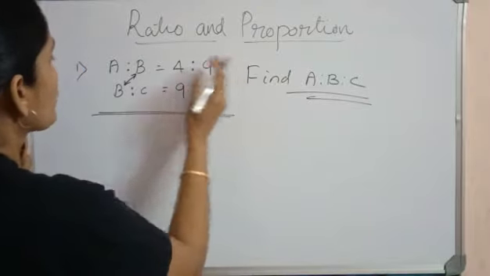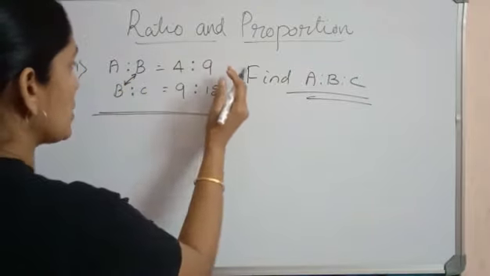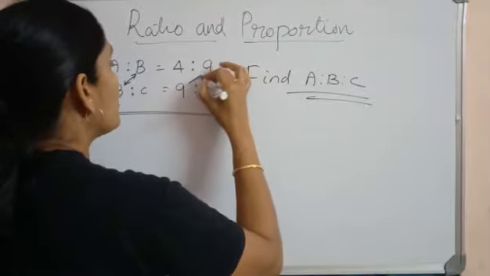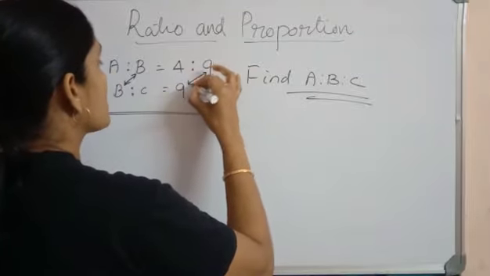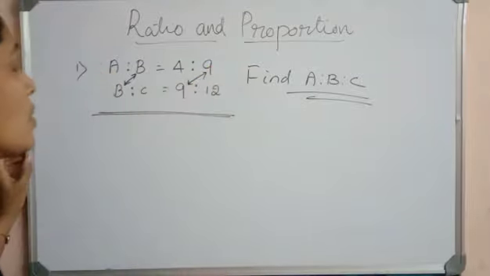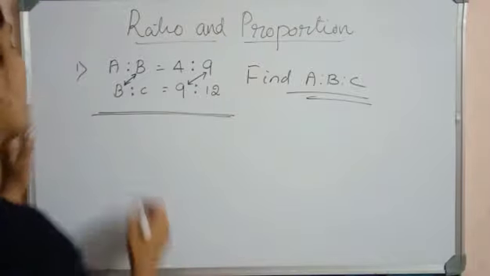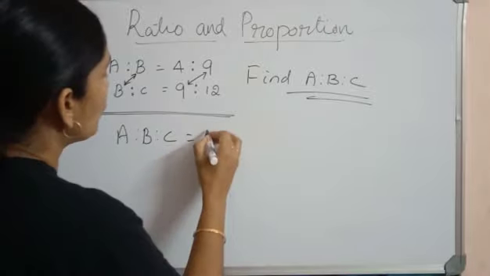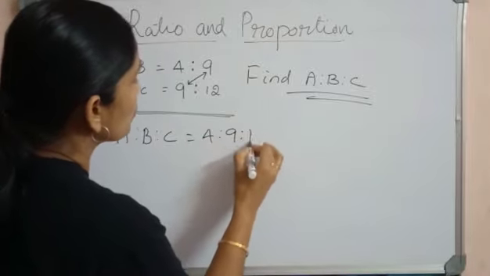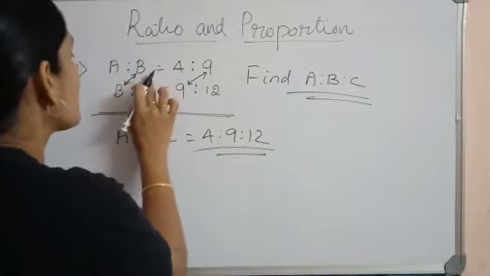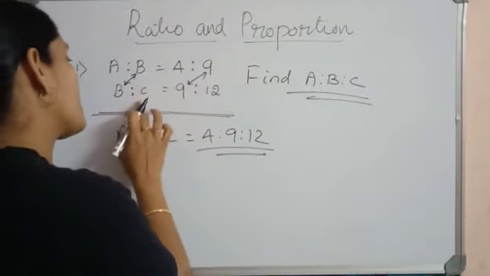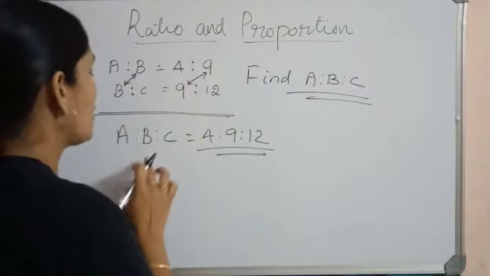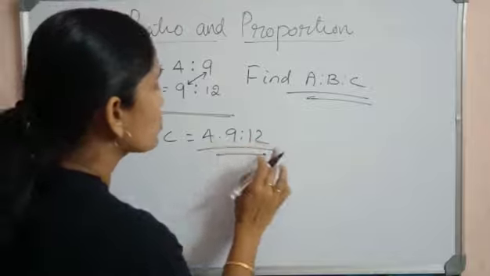If you look at the values of A is to B as well as B is to C, you can say that the value of B is the same. It's the same number in both the given ratios. So whenever we are combining, we can write the value directly as A is to B is to C is equal to 4 is to 9 is to 12. Since in the first case the value of B is 9 as well as in the second case the value of B is 9, we'll just write it as 4 is to 9 is to 12.